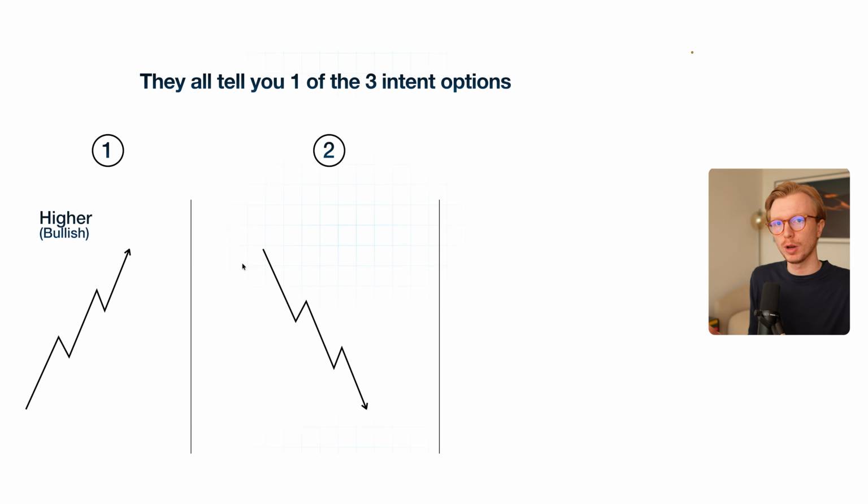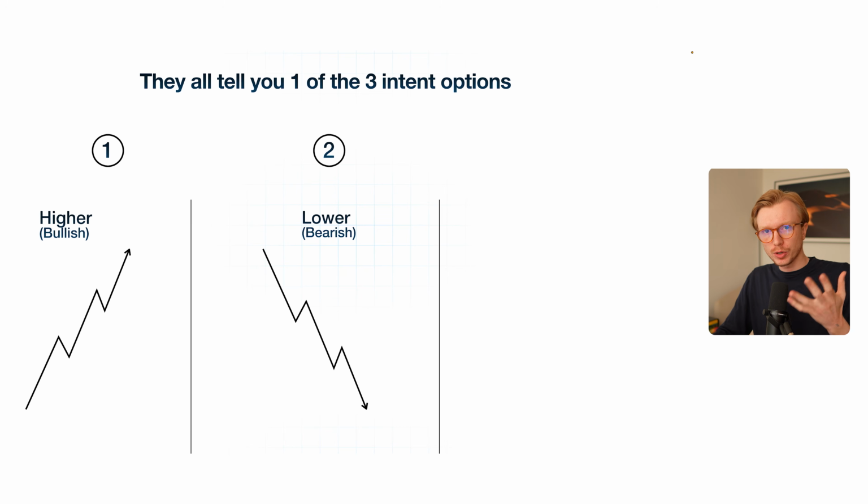Or they might use order blocks instead of that. Or they might use liquidity to read that intent. But all of those concepts, and any concept that you can really think about, all it tells you is one of these three intent options. So if we sweep a swing low, then what does that inherently tell you? Well, that we might be bullish, we might continue higher. So all the concepts are designed to tell you one of the three intent options.